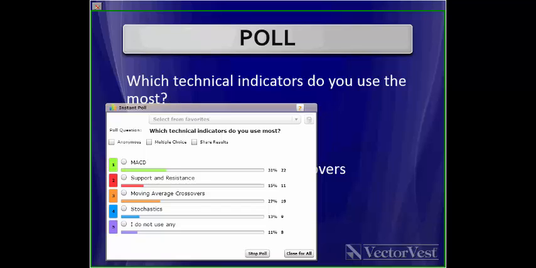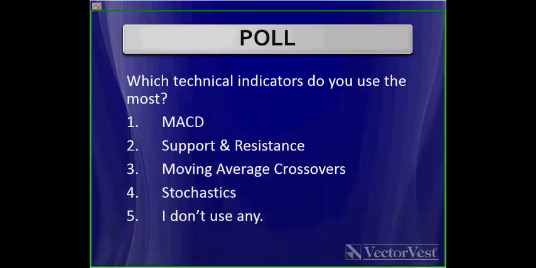So right now on my screen, it's showing MACD at 32%, moving average crossovers at 28%, support and resistance at 12%. Stochastics, awesome, is up at 16%. And then, let's see, 8, 9, or 10% say you don't use any of them. All right, so let me close this for all. And so those were the results. So number 1 and number 3 were the biggest results, MACD and moving average crossovers. And I always think that makes sense because MACD does use moving average crossovers in it.